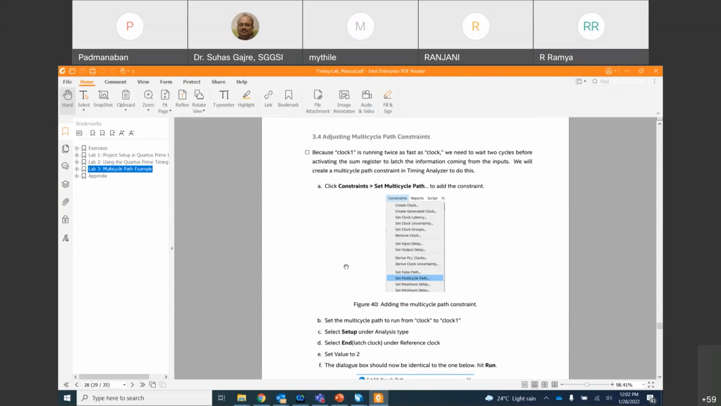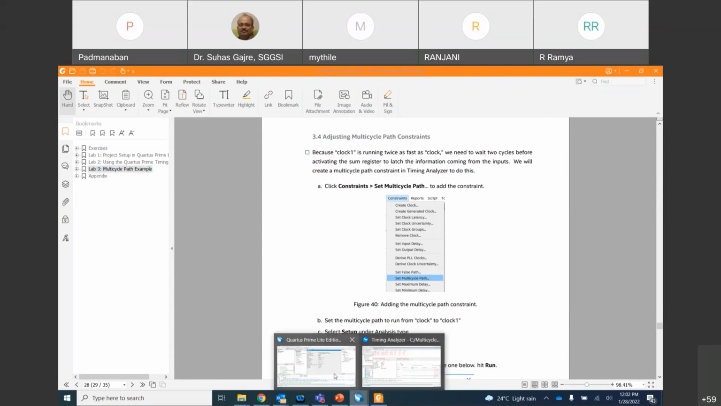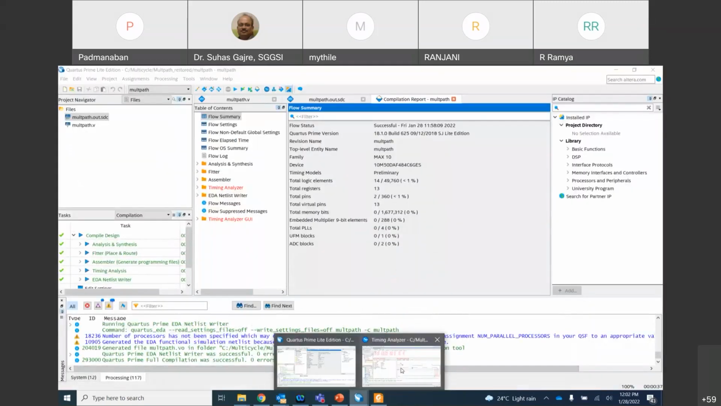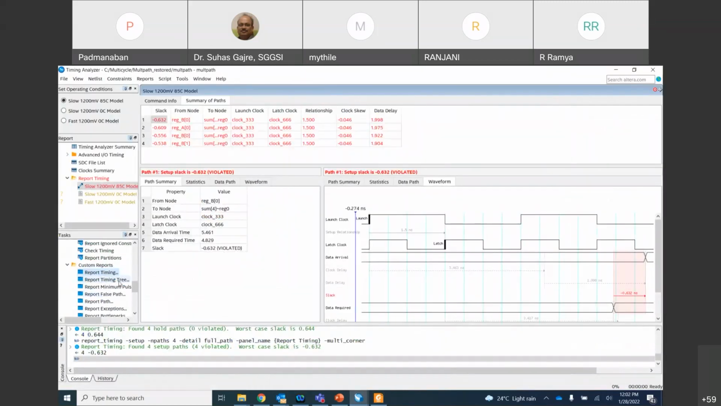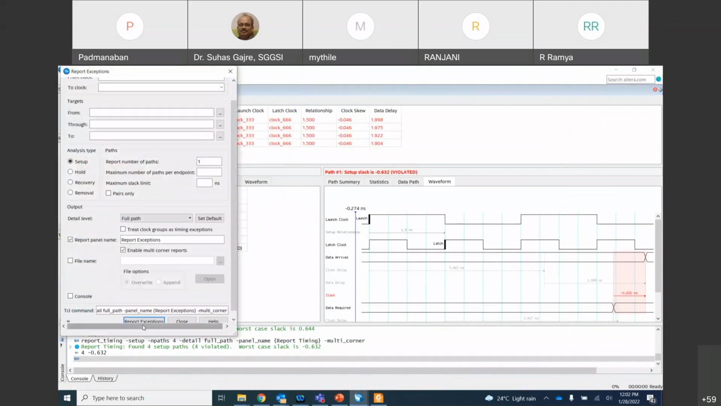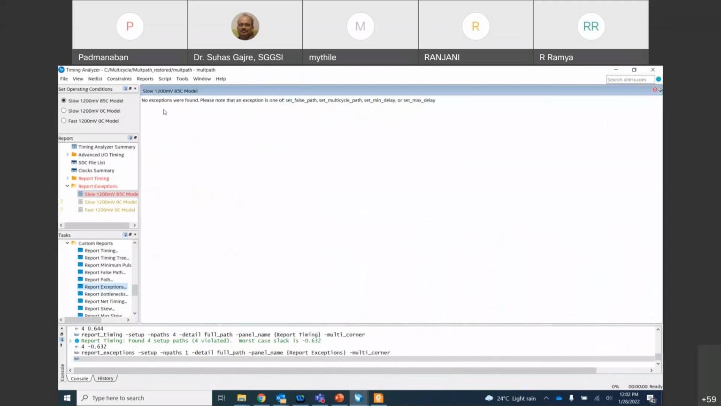Okay, is there any constraint already applied or not? How do we know that? One way is you can open the SDC file. The other is you can see from the tool itself. For example, here there is a tab called report exceptions. When I click that and say report exception, it shows that no exceptions were found. Please note that an exception is one of false path, multi-cycle path, min delay or max delay. So there is no min delay, no max delay, no multi-cycle path, no false path. None of them is provided inside the constraints. Therefore, the compiler is not in a position to find and provide you the timing exceptions.